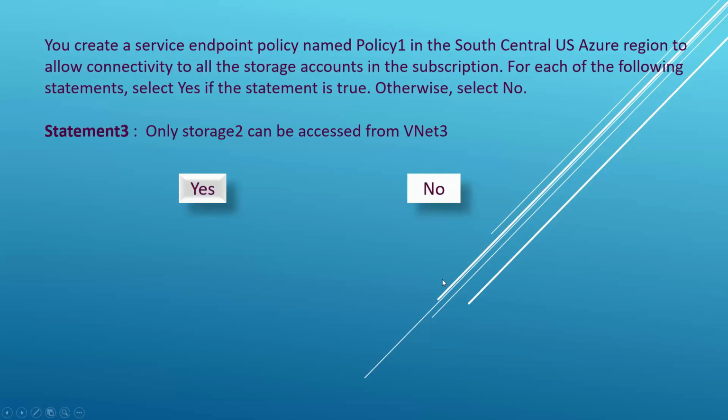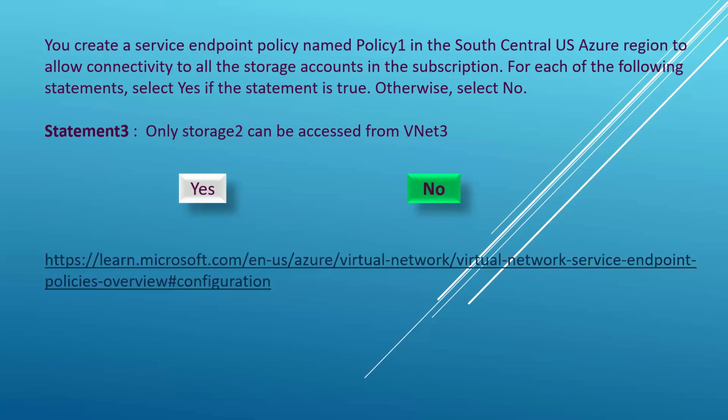So friends, the third statement is only storage 2 can be accessed from VNet 3. For the very same reason that policy 1 is not applied, this statement is also incorrect. Storage 1, storage 2 and storage 3 all will be accessible from VNet 3.